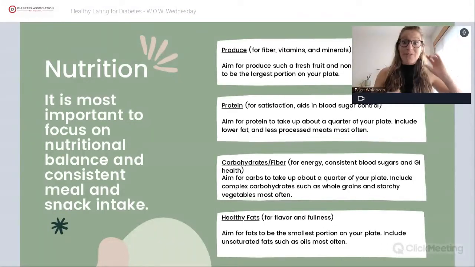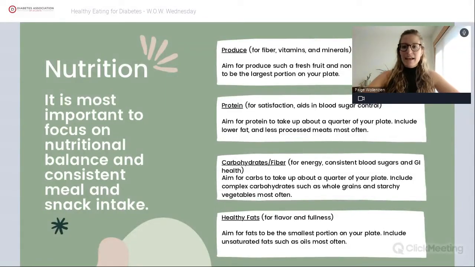The next quarter of our plate, we want to be filled with that carbohydrate component. If you have a carbohydrate with fiber, like those whole wheat, whole grain products that we talked about, those are going to help even more with our blood sugar management. Carbohydrates provide our bodies with energy, and if we're eating them consistently, they can help to manage our blood sugars. Because they contain fiber, vitamins and minerals, they can also help with things such as gastrointestinal health, which we may not focus on so much when we're talking about diabetes specifically, but is a really important part of our overall health picture. So we want carbohydrates to take up about a quarter of our plate, and we want to aim for more complex carbohydrates versus simple carbohydrates more often.